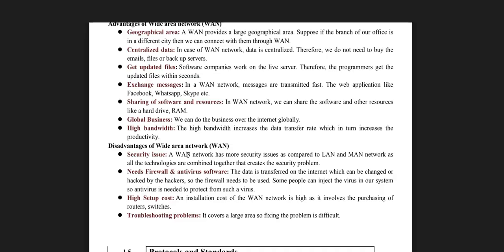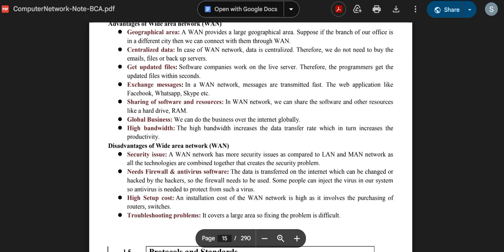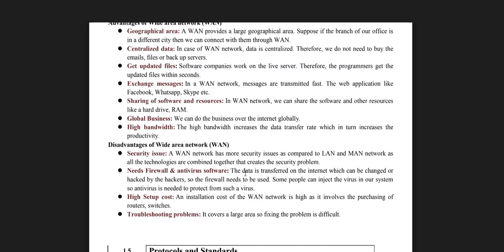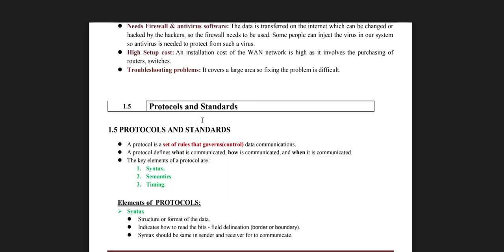Security issue: a firewall and antivirus software are needed. The data is transmitted on the internet, where it can be changed or hacked by a hacker, so a firewall needs to be used. Some people can inject a virus into our system. Also, the setup and installation cost of a WAN is high as it involves purchasing routers, switches, and protocols and standards.